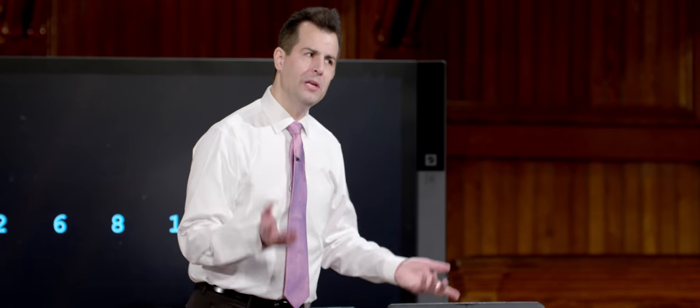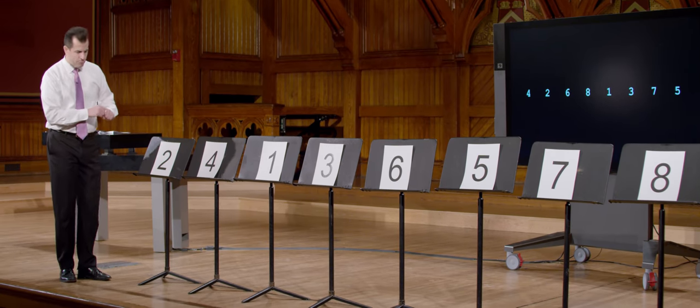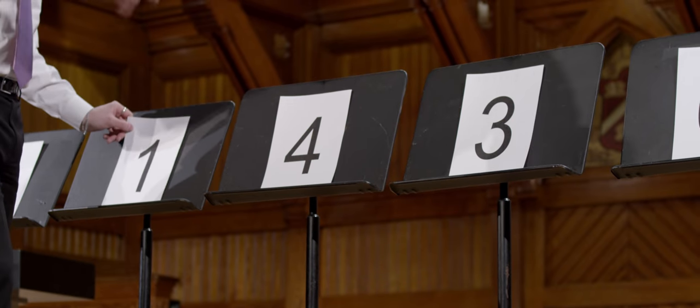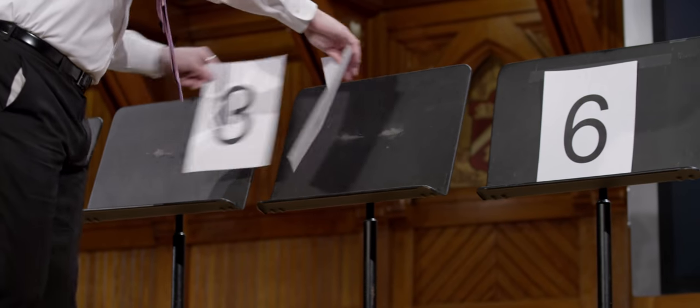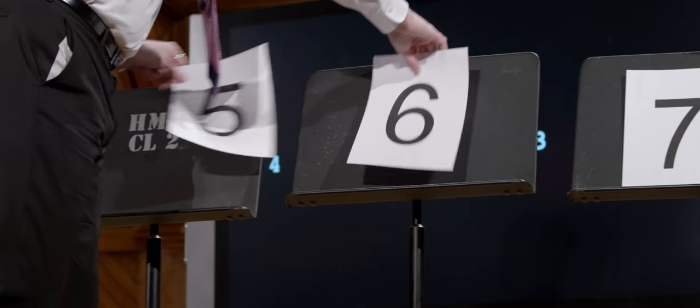And so if I keep doing this, these bigger values are going to continue to bubble their way up. 2 and 4, those are fine. 4 and 1, ooh, notice 4 is starting to bubble to the right. 4 and 3, it's continuing to bubble. 4 and 6 is OK. 6 and 5, 6 bubbled its way up.